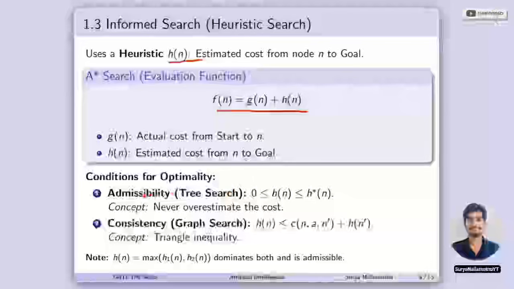Conditions for optimality are admissibility and consistency. Admissibility is for tree search, and consistency is for graph search. The h of n equals the maximum of h1 of n and h2 of n. It dominates both and is admissible. So this is for informed search.